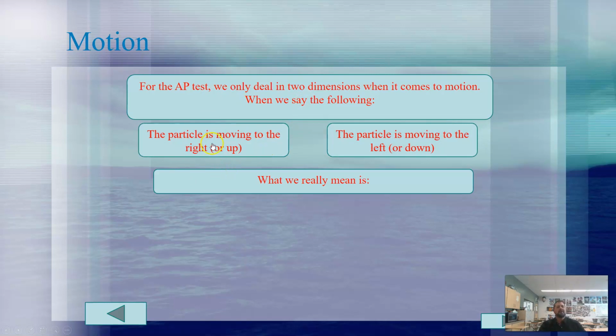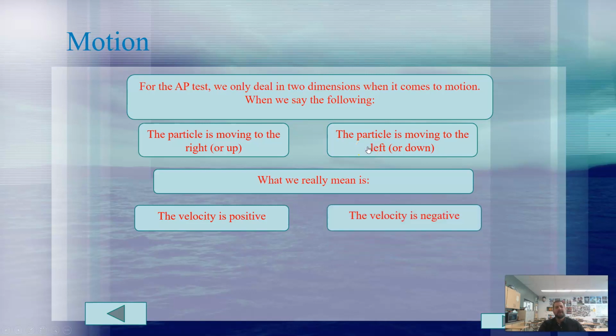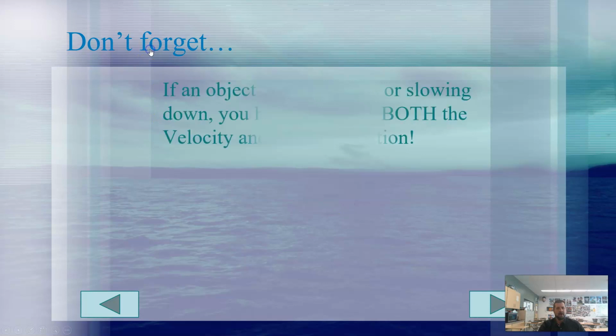Okay? Now, again, one thing that is true when we're talking about motion, I said this earlier, if a particle is moving to the right or up, what that really means is the velocity is positive. Anytime we're moving to the right or up, we consider that to be a positive direction, and the velocity tells us whether we're headed in a positive or negative direction, so the velocity would be positive there. If the particle is moving to the left or down, we would say the velocity is negative in that particular scenario.